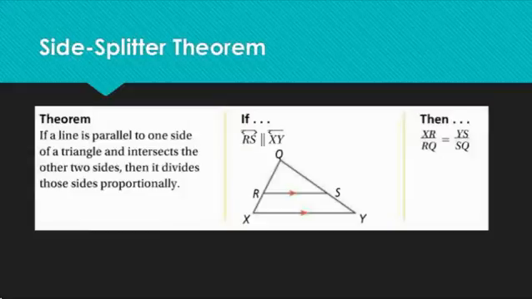And the first theorem I'd like to talk about is called the side splitter theorem. We're going to have a triangle, and there's going to be a line that's parallel to one of the sides of the triangle, and it's going to split the triangle. If a line is parallel to one side, in this case RS is parallel to XY, and intersects the other two sides, then it divides those sides proportionally. So therefore XR to RQ would equal YS to SQ.